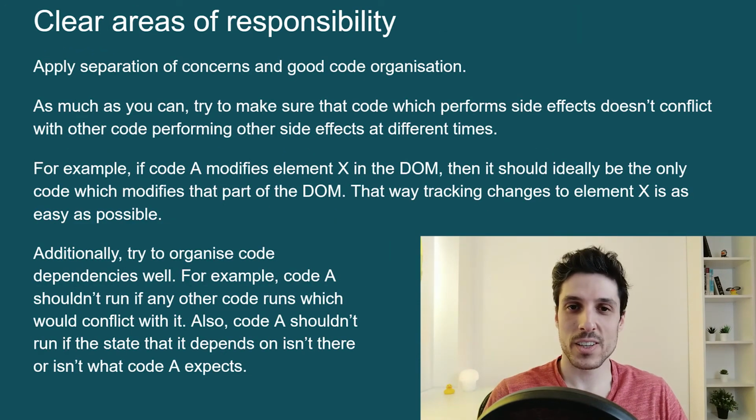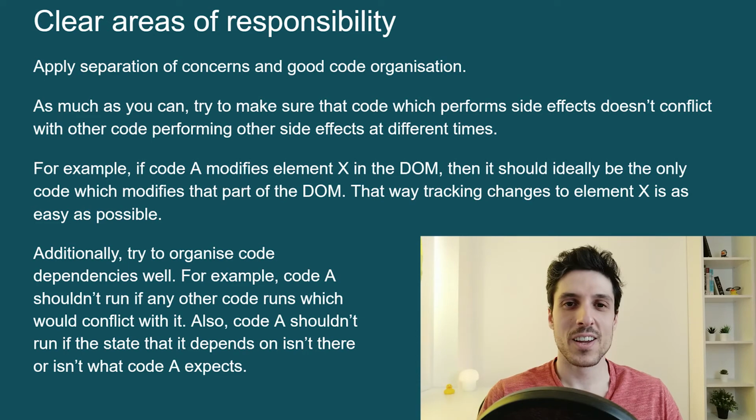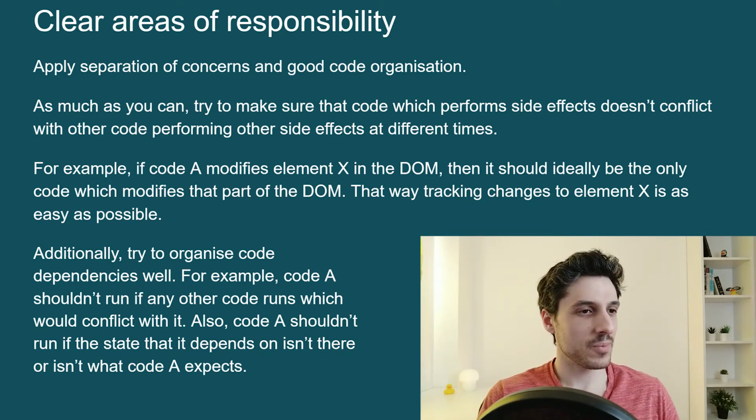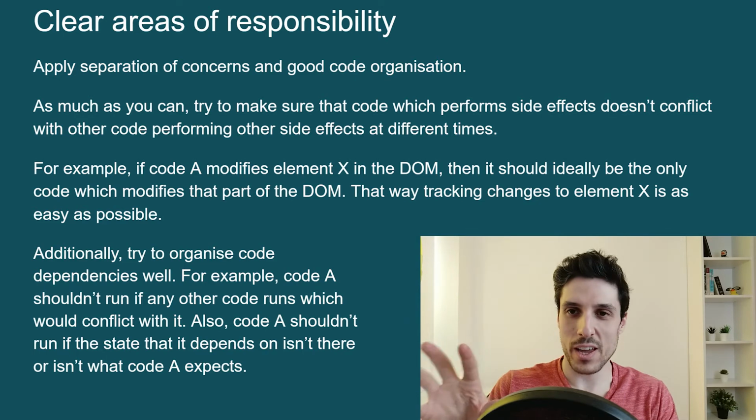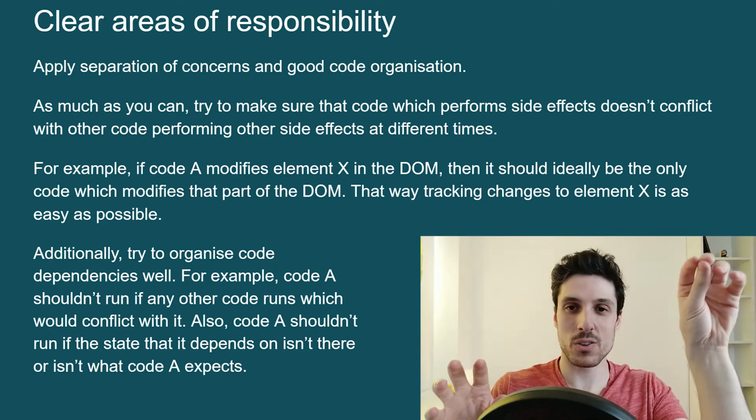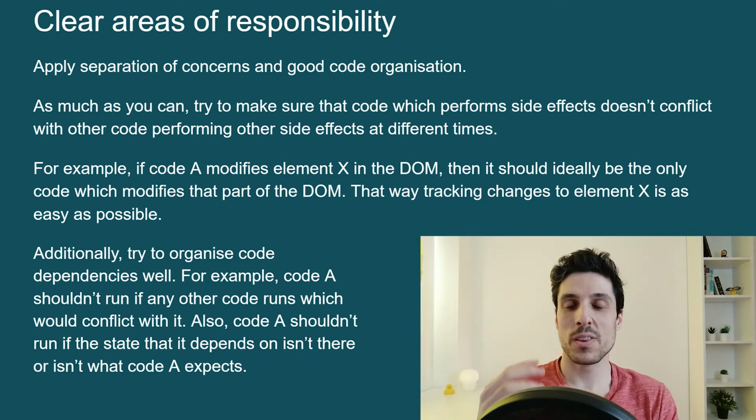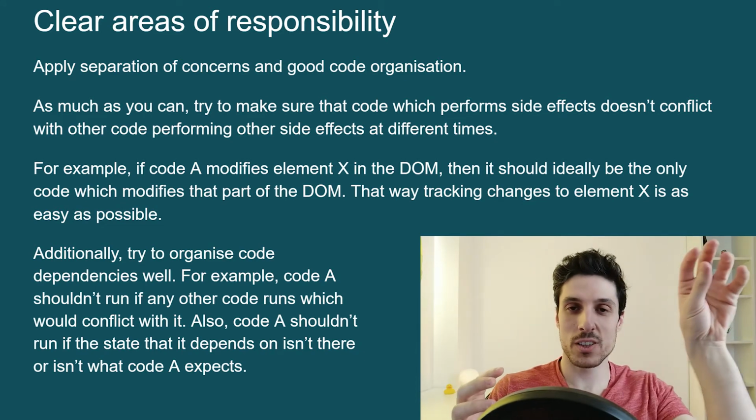So the next pointer is, as much as you can, try to have clear areas of responsibility in your code. So again, this is kind of like separation of concerns for your code. For example, if code A works on this part of the DOM, then ideally it should be the only code that works with this part of the DOM.